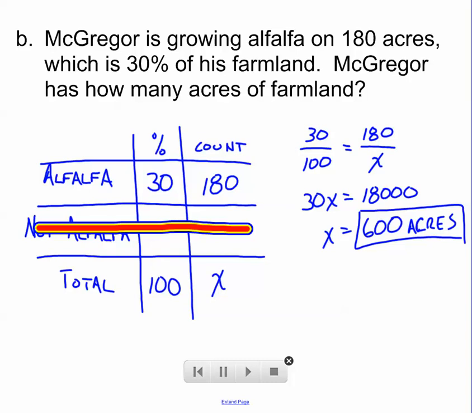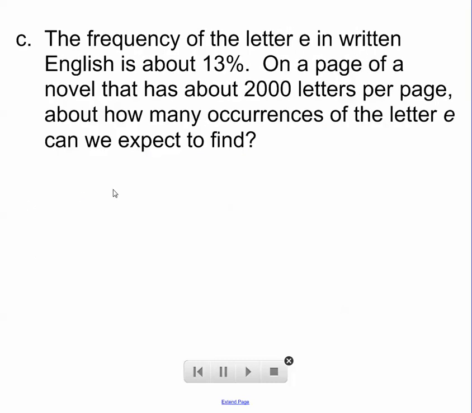Here we go again. The frequency of the letter E in written English is about 13%. On a page of a novel that has about 2,000 letters per page, about how many occurrences of the letter E can we expect to find? Okay, let's set up our ratio table. A letter is either an E or it's not an E. And then we've got a total number of letters. We're going to do this as a percent and as a count. So there's our ratio table.